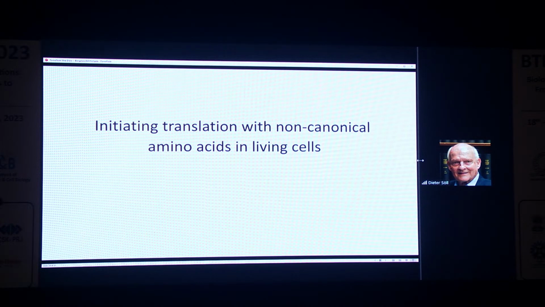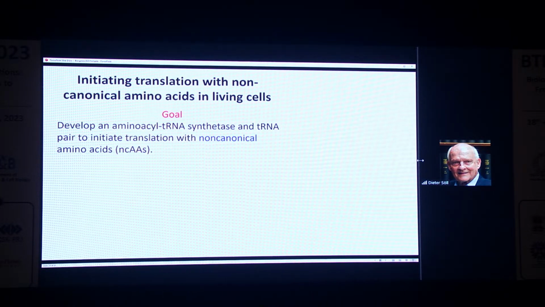I'd like to then come to the last point, initiating translation with non-canonical amino acids in living cells. So the goal was to develop an amino acid tRNA synthetase and tRNA pair to initiate translation with non-canonical amino acids, NCAAs.